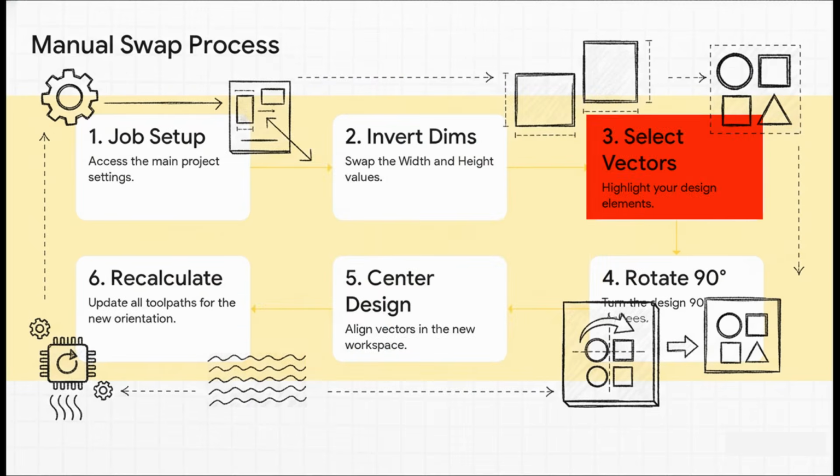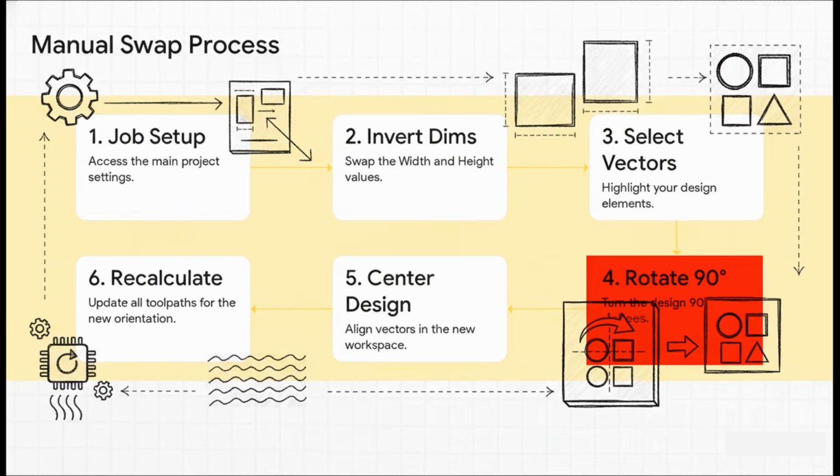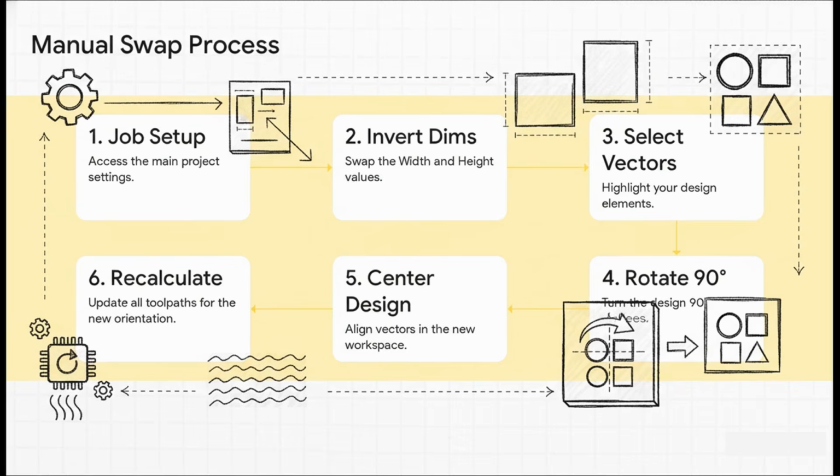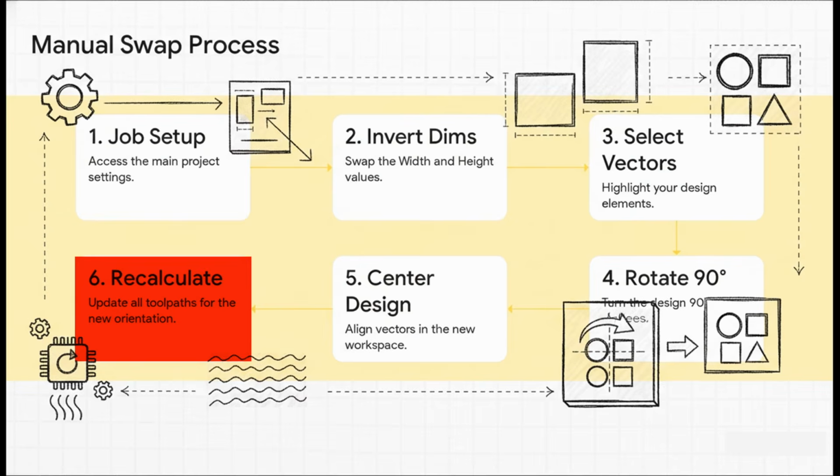Simple. Then you select everything, all your vectors, rotate them 90 degrees, and get them centered up in that new vertical workspace. Now the final step is absolutely critical. You have to recalculate all of your toolpaths. If you forget this, your machine is not going to know what to do.